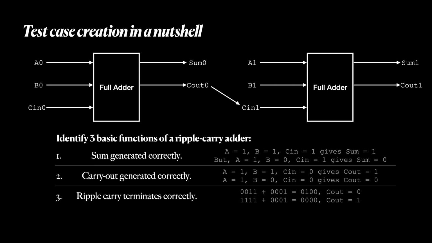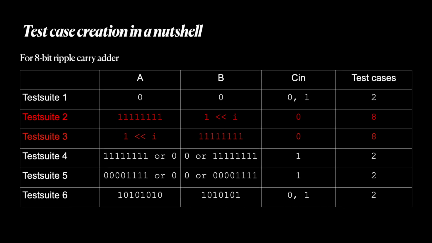The same applies for the other two basic functions, which are the carryout generation and ripple carry termination. Each has a specific set of inputs that allow us to test for it. Remember, the goal here is to aim to test all basic functions of a module. Having looked at all of these different inputs, we can then come up with a list of test cases that can allow us to verify the behavior of this module under different input circumstances.